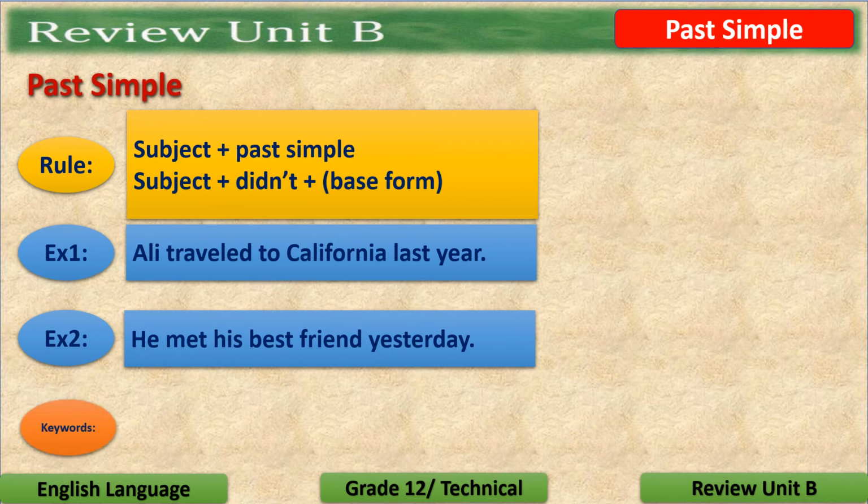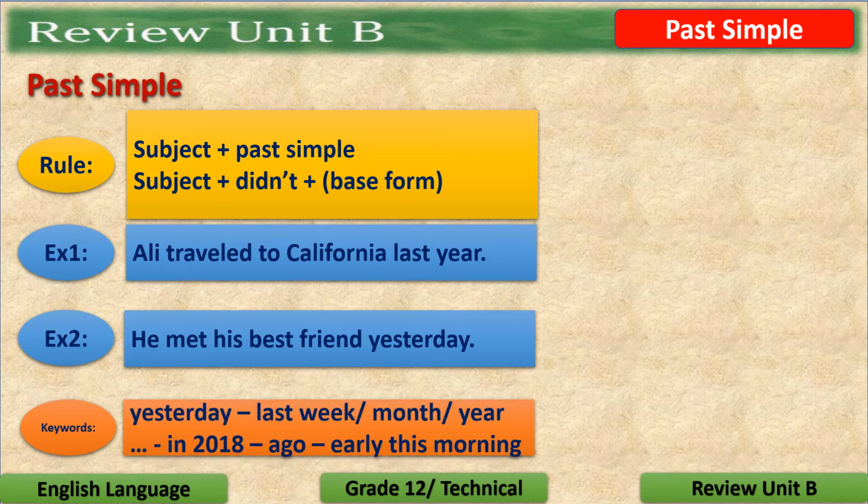Now, the following keywords are the most commonly used with the past simple: yesterday, last week, last month, last year, etc. In plus a year, in 2018, in 2015, etc. The word ago, another one is early this morning, for example, and so on. So anything that tells you that the action happened in the past.